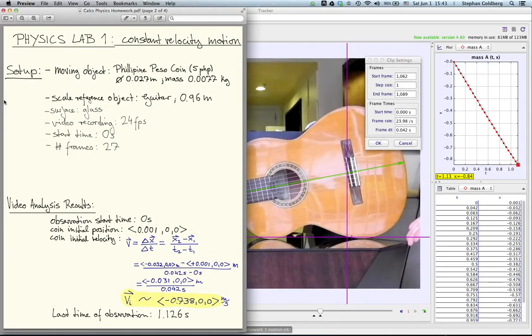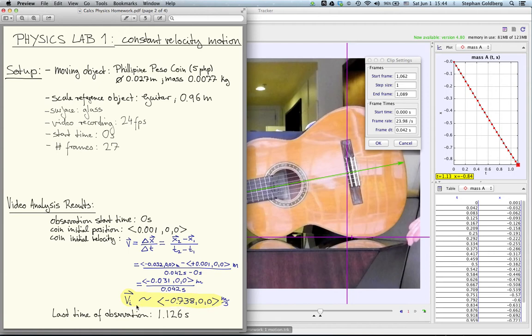So once again, here is the setup. Here's the analysis of the video. And as I said, to calculate the initial velocity of the coin, we need to take the difference in x values of the first two here over the difference of t values. That gives us this velocity vector in meters per second.